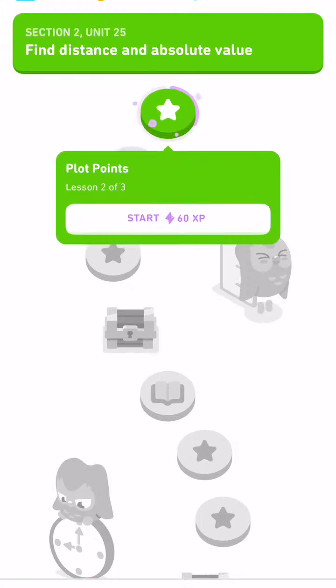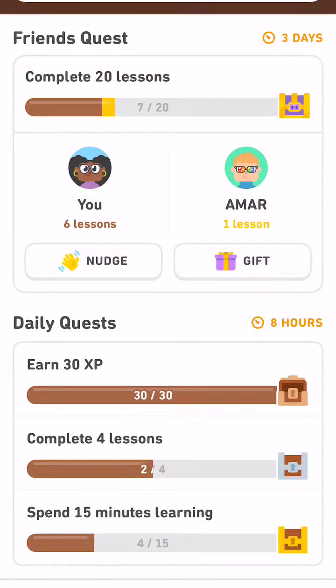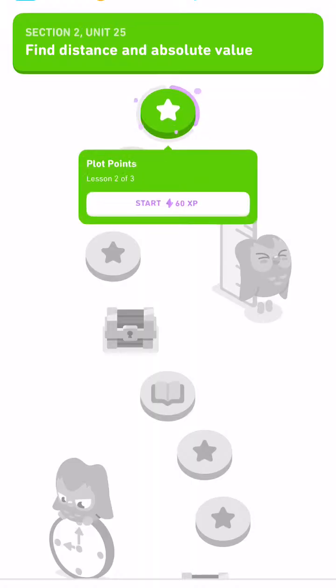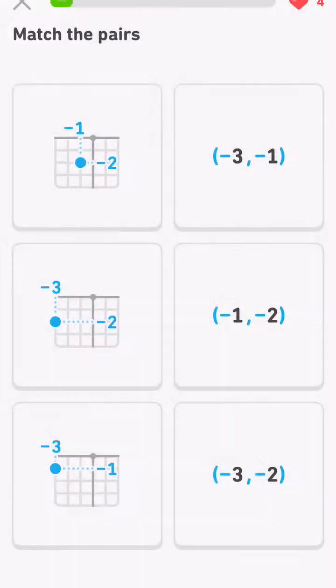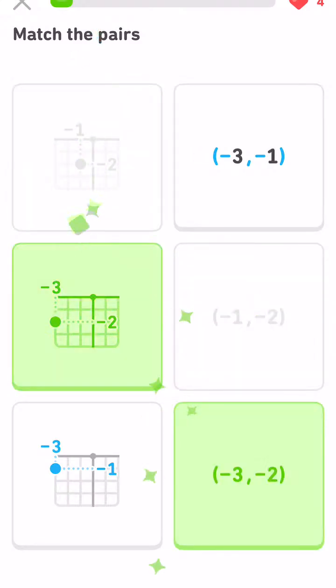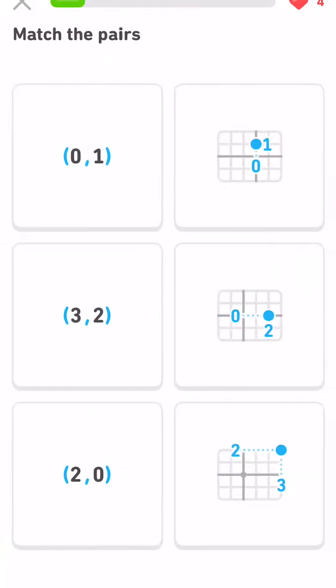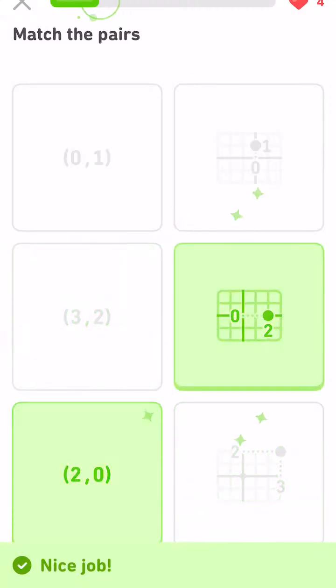All right, so let's see how we're doing. We need to do 2 more lessons to open the silver chest. So let's move on to lesson 2 of 3 in plot points. So we have x at -1, y -2, x at -3, y -2. Here we go. We have 0, 1, so x is 0, y is 1, 3, 2, 2, 0.